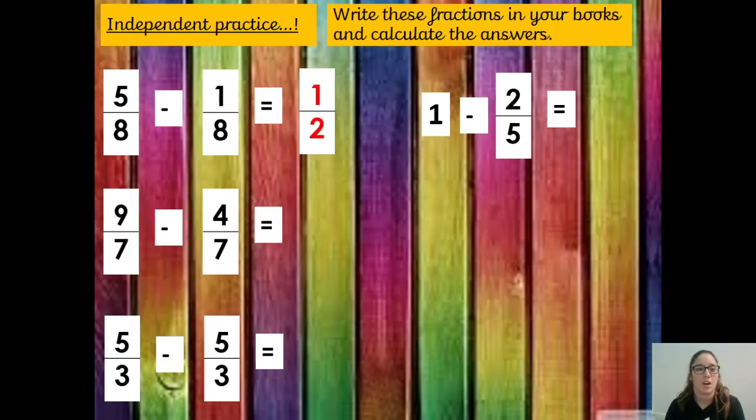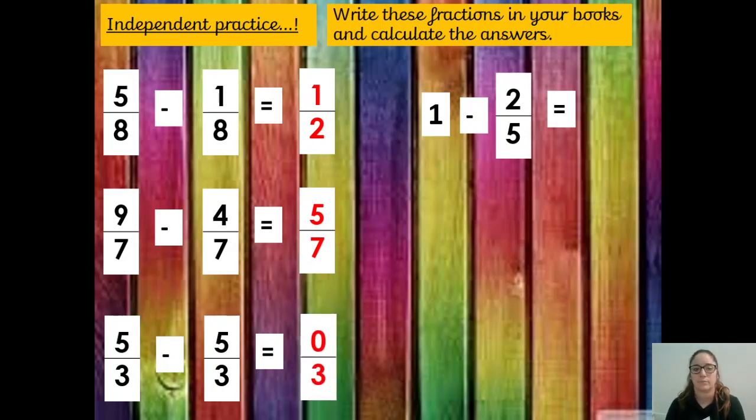Okay, then we've got 9/7 take away 4/7, which equals 5/7. This one can't be simplified. 5/3 take away 5/3 is 0/3. We could also write that as 0. Okay. And then lastly, your extra little hidden one that I gave you.